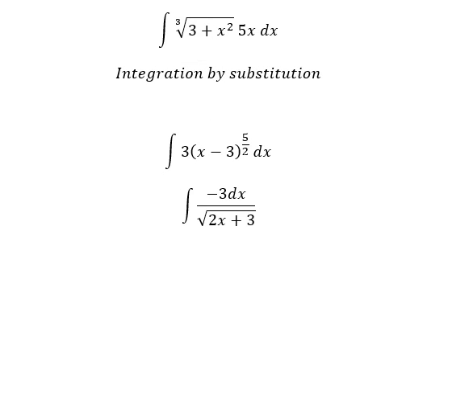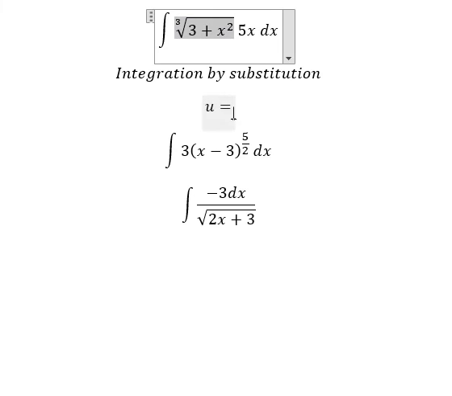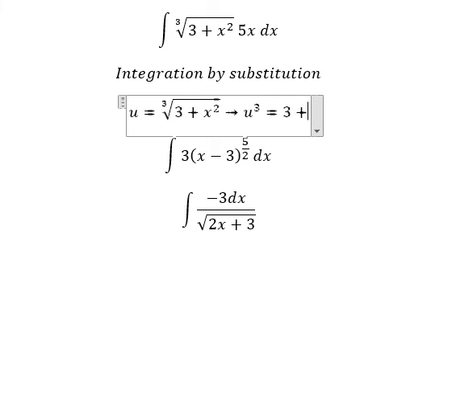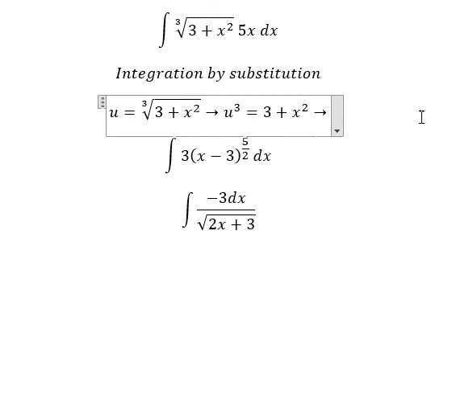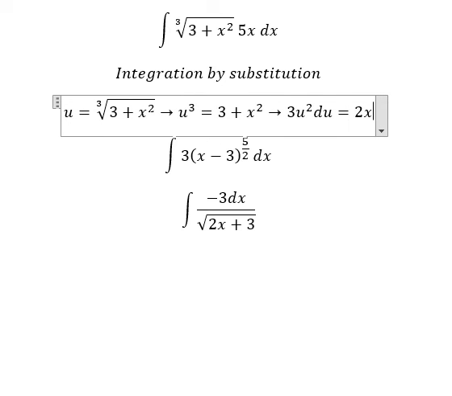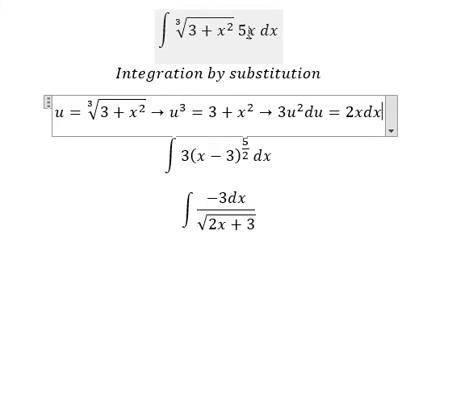So I will put u equals to this one. So we put the power 3 for both sides, so we can cancel the root, and we have u cubed equals 3 plus x squared. Later that we do first the derivative for both sides, and we have 3u squared du equals to 2x dx. Because we don't have number 2 in here, so we divide both sides by number 2.